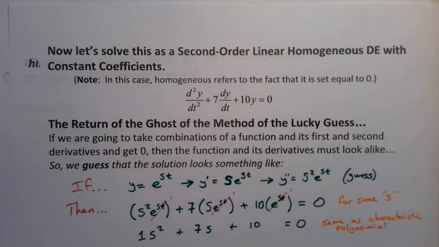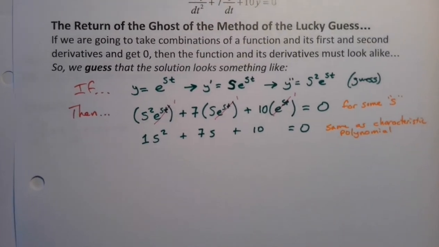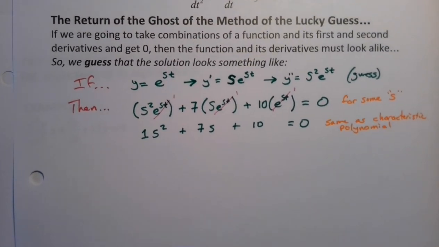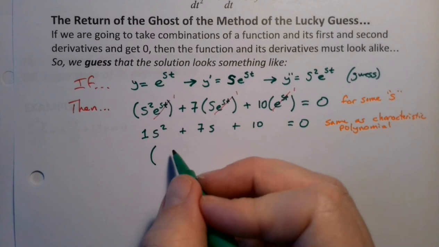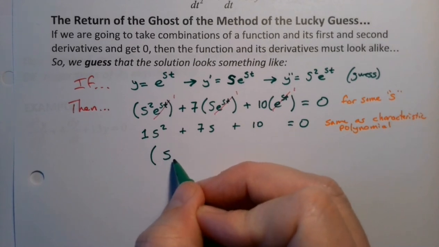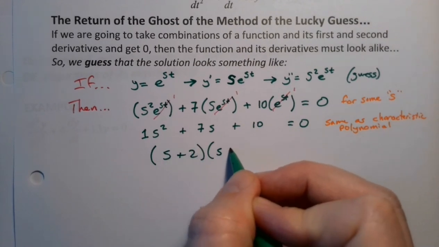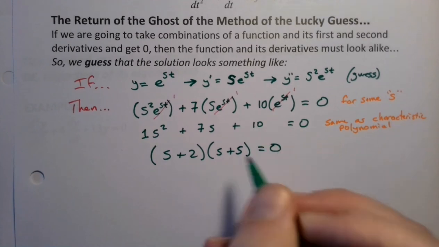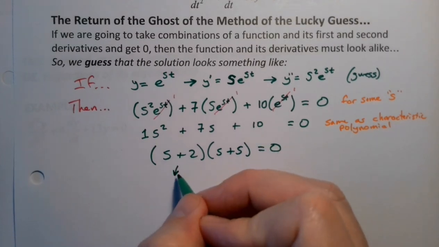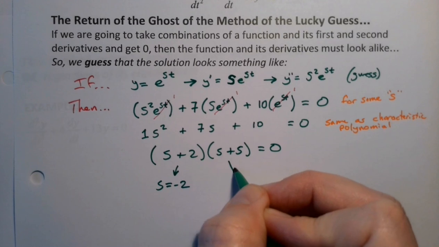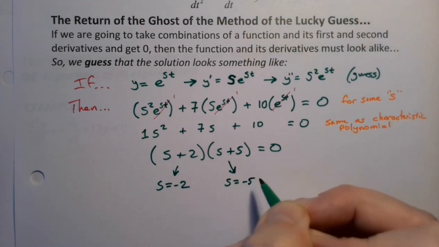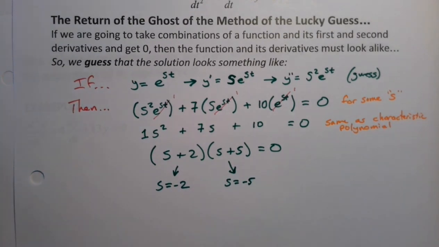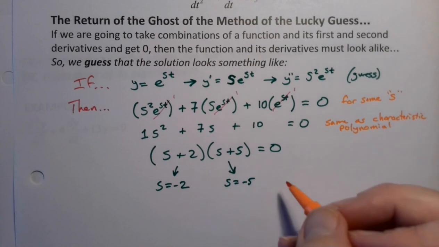So what do I do from here? Well, I just proceed, solve for it, and come up with my two particular solutions. And this, of course, we know factors into s plus 2 times s plus 5, which means there's two possible solutions. One of them is s equals negative 2. The other is s equals negative 5. And that should look pretty familiar. Those are exactly the same as the eigenvalues.